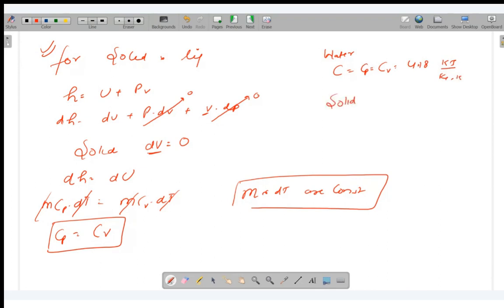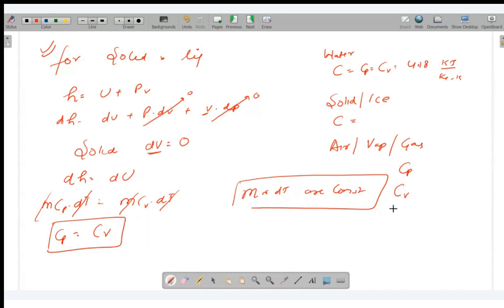Similarly, if I talk about any solid, for example ice, I don't remember the values, but basically I will give you a single value. But when I talk about air, or vapor, or some other gas, then I will give you Cp and I'll give you Cv. Got it?